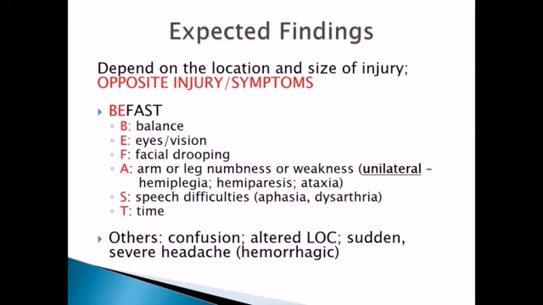The A stands for arm, but it can also be leg numbness or weakness. Again, it's going to be unilateral. It's going to be on one side. So we talk about the terms hemiplegia, hemiparesis. You want to know the difference between those two. The ataxia is going to be difficulty walking, and that kind of ties back up to the balance.